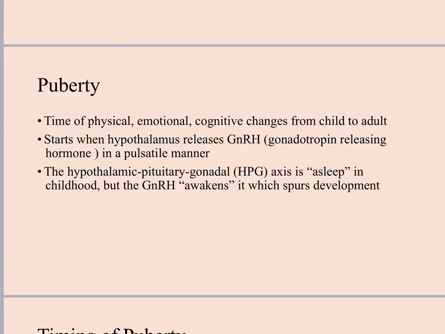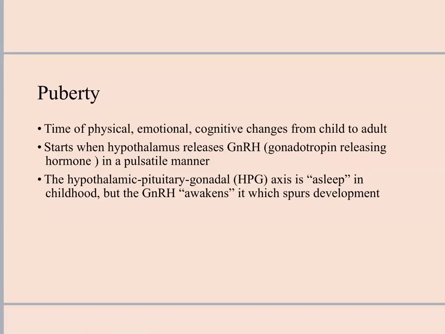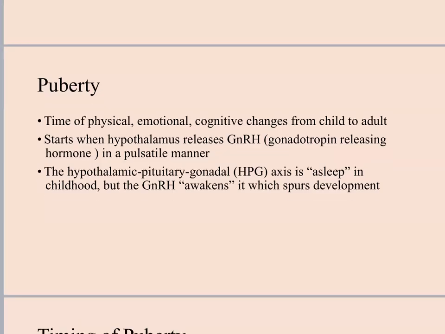Puberty is a big change where a child develops into an adult, and that is physical, emotional, and cognitive. And it all starts in the hypothalamus. So we're back to our endocrine talk again. Not sure how you feel about that. It starts when the hypothalamus releases gonadotropin releasing hormone.